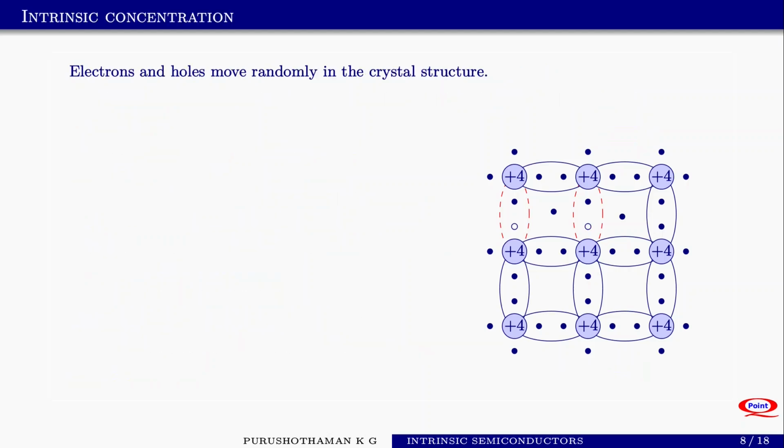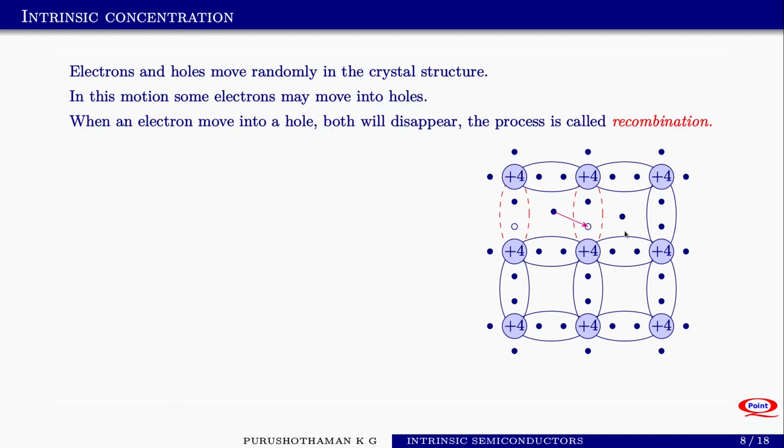Now we will calculate what is the concentration of electrons or holes in an intrinsic semiconductor. Electrons and holes move randomly in the crystal structure. In this motion, some electrons may move into holes. See, earlier we have seen that an electron from a broken covalent bond may move to a hole. Now we discuss another case. A free electron may sometimes move into a hole. Under that situation, both the hole and the electron will disappear. This process is called recombination.